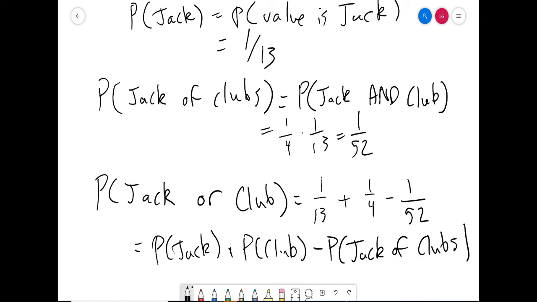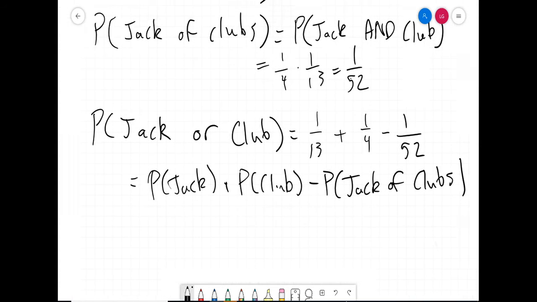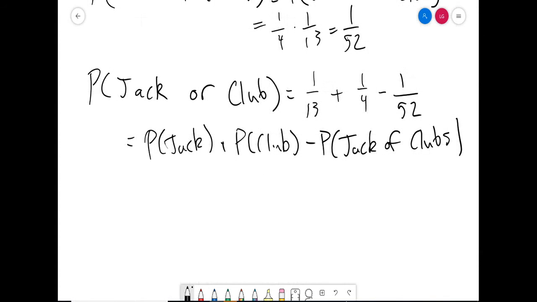Now, I want to be very careful here. In the past, I've had students get stuck on this kind of formulaic way of thinking about the additive property and saying, well, why are we taking out the jack of clubs? Isn't it a success here? It's a jack and a club. And the answer again is yes, definitely it is. So we're not saying that the jack of clubs doesn't count or isn't part of the successes for this event.